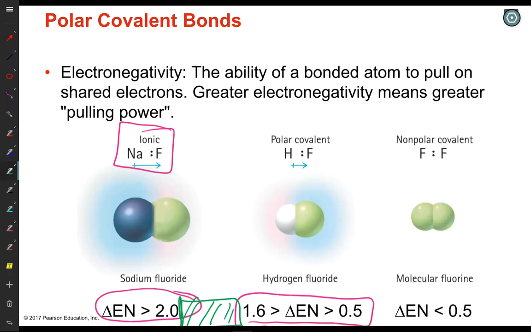It's kind of like autism. You have a spectrum. Not all autistic people are the same.